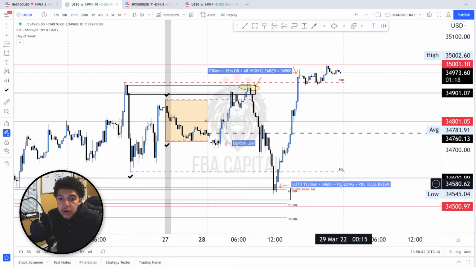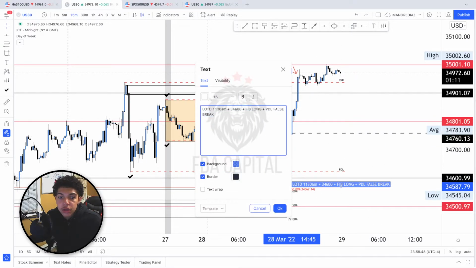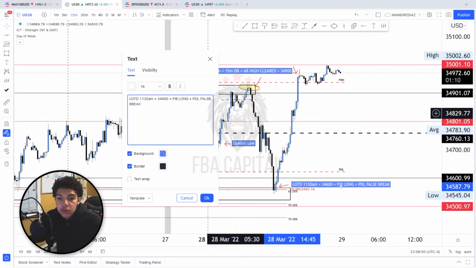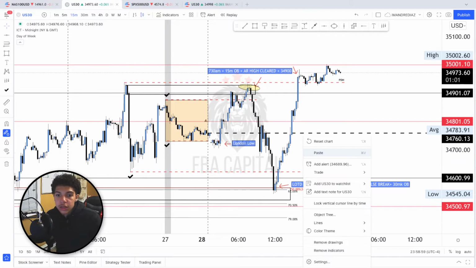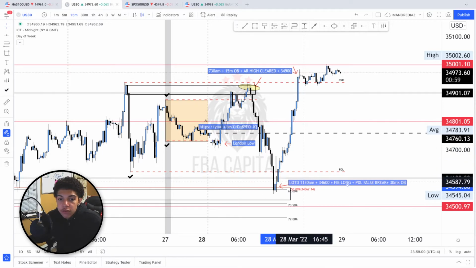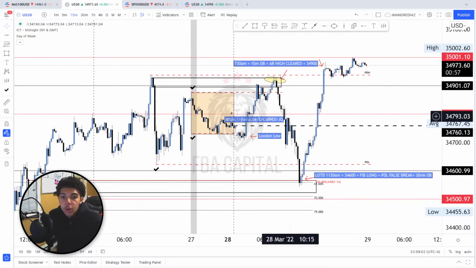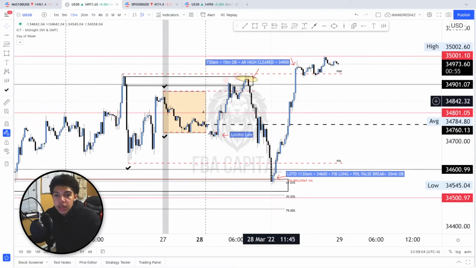So now we're going to annotate that. We have the 11:30 a.m. plus 34,600 fib long, previous day low, false break. And then we also have, what else? That 30-minute order block. Just like that. So now we have all these confirmations in this area right here for why price ended up creating the low of the day. Don't know why that printed there.